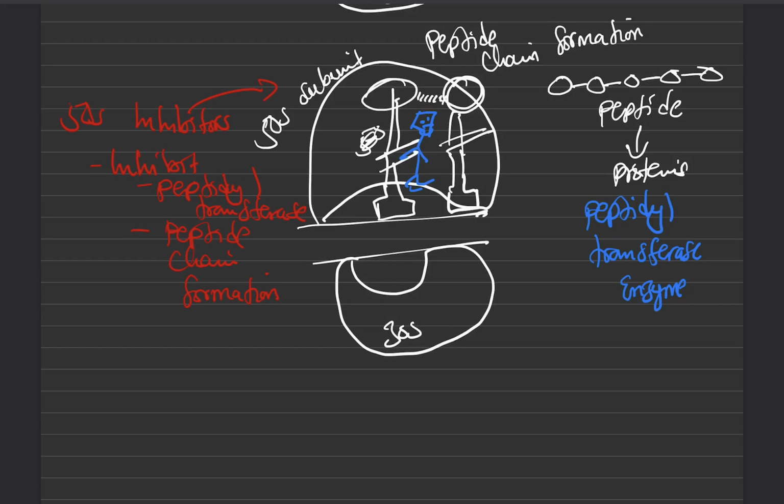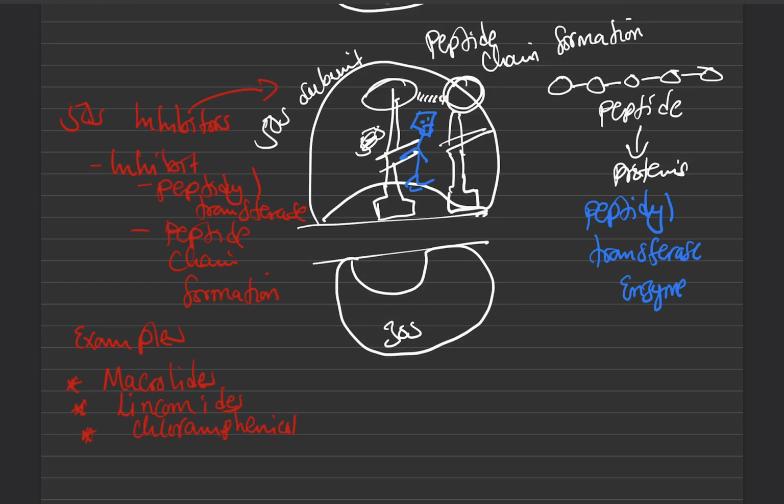Okay, and these drugs, examples: we have drugs that we call macrolides, we have drugs that we call lincosamides, and we have a drug that we call chloramphenicol. These are the drugs that inhibit 50S. What about the smaller 30S?